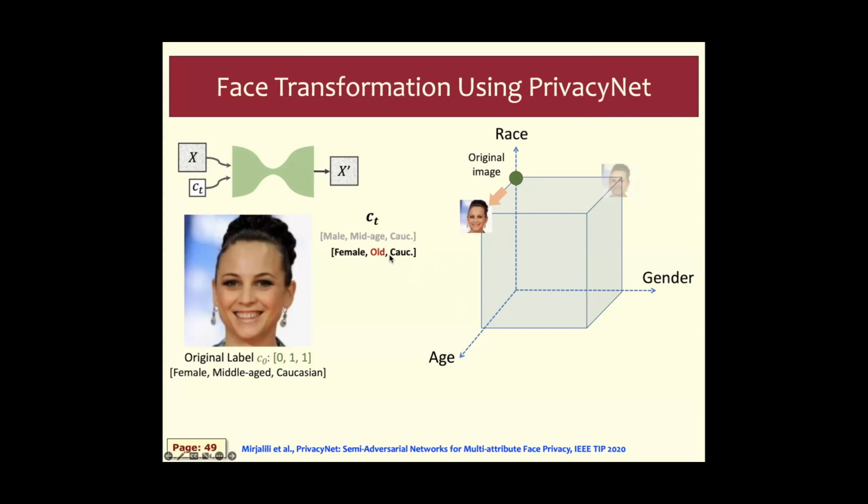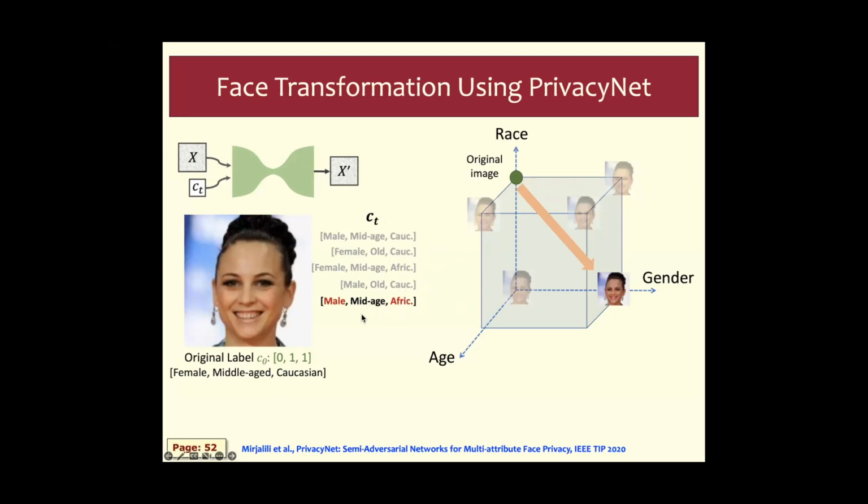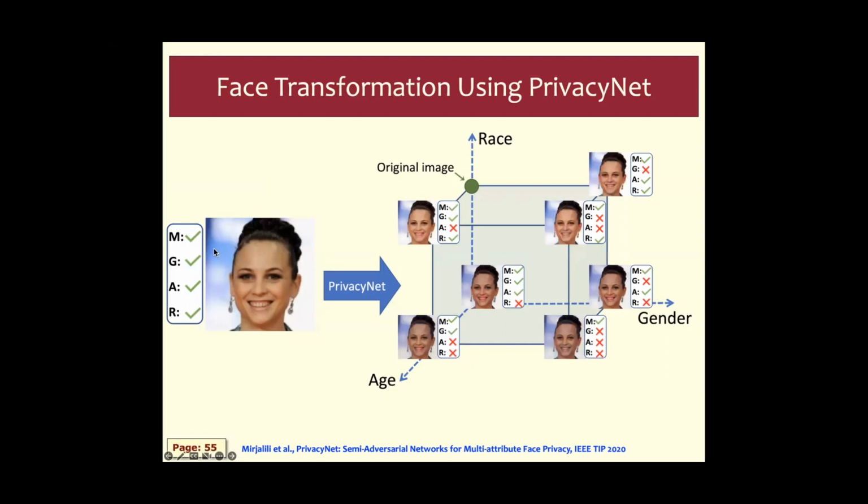And so you can keep changing the target label, and in some image space, it is moving around. But in each of these cases, the identity information is preserved from the perspective of face matchers, but the attributes are changed according to the labels associated with C sub T, which is the target set of labels. So here you can see the input face image, which can be successfully used by a face matcher M, by a gender classifier G, by an age classifier A, and a race classifier R. But by using PrivacyNet, you can disable certain attributes while retaining some other attributes. In all cases, the matching capability is preserved, whereas other attributes are either confounded or they are retained.